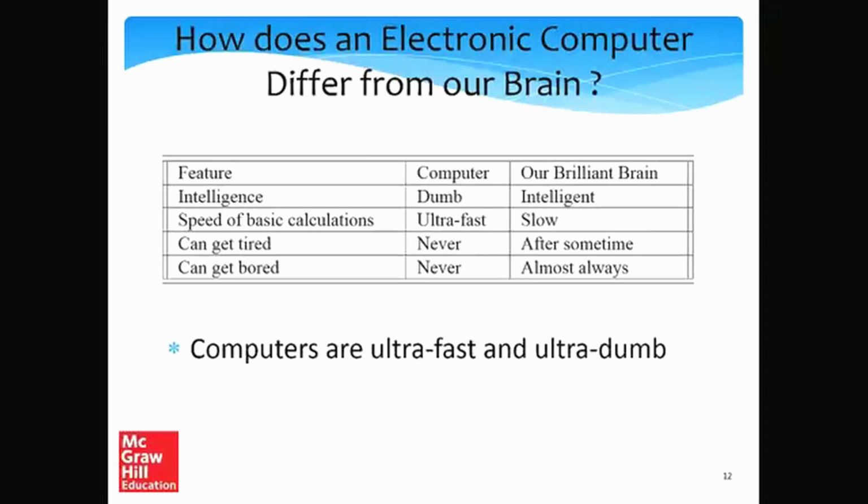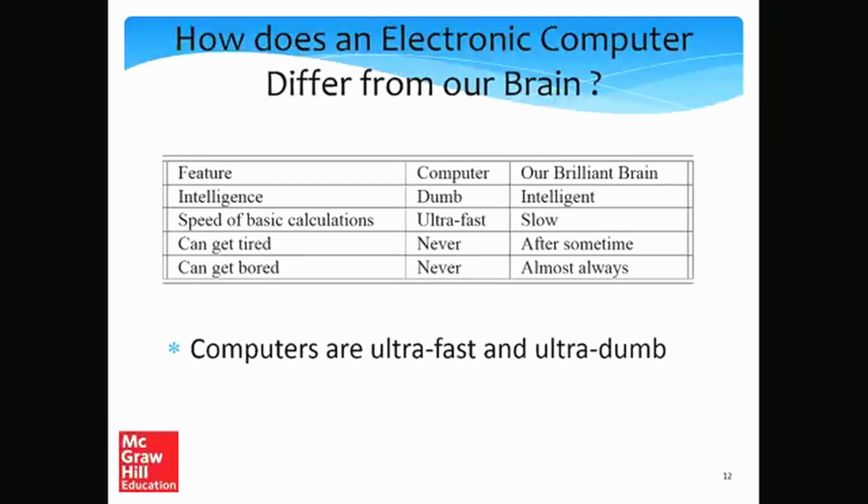Well, our brilliant brains are extremely intelligent. They can do very complicated things. They can think about the meaning of life. They are endowed with abstract thought. So basically, they can think about the difference between thought, thinking, memory, consciousness. Computers have none of that. They are very, very dumb machines.